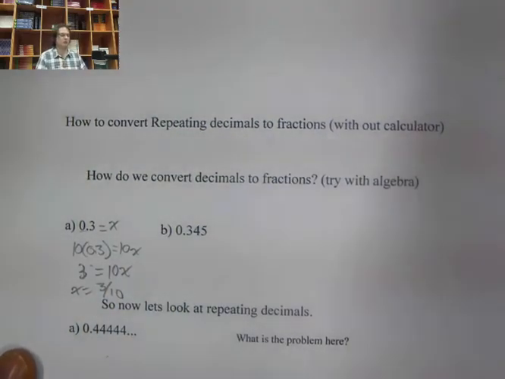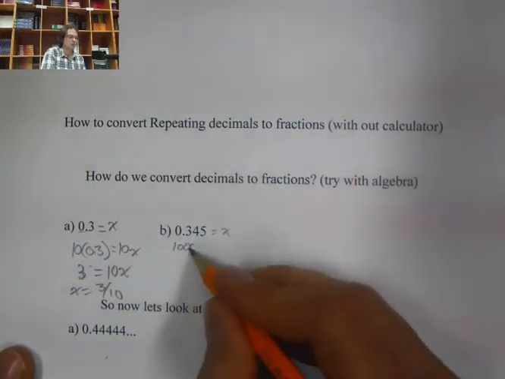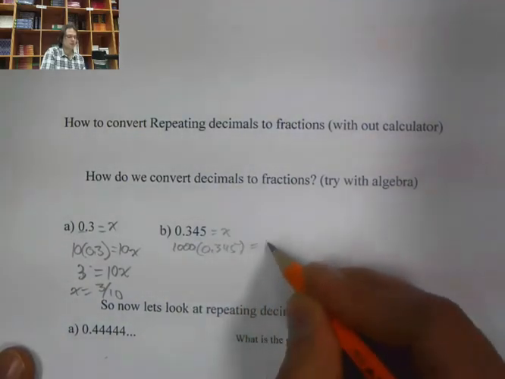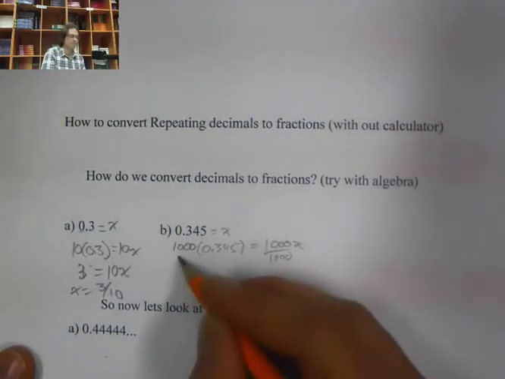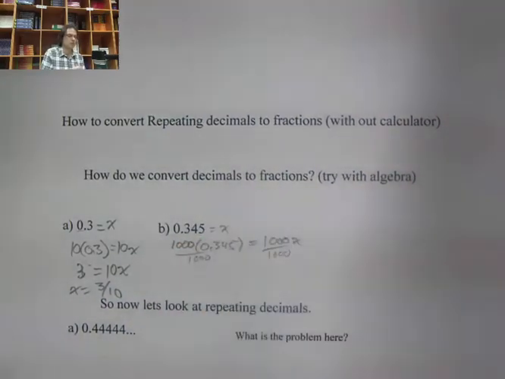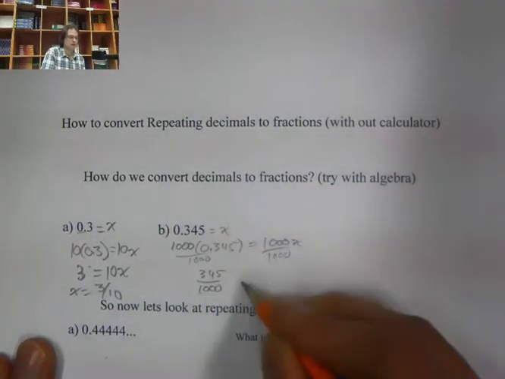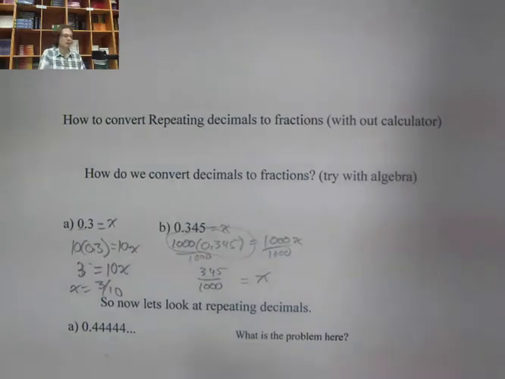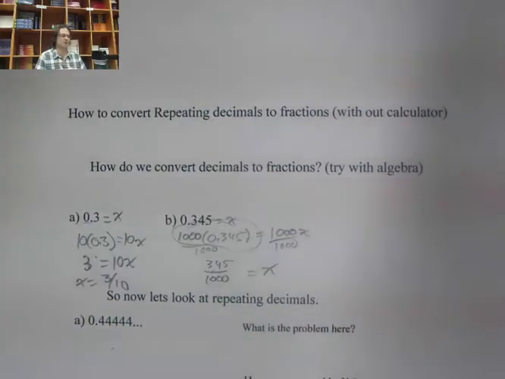There's a reason why I'm doing it this long way. This one here, make it equal to x. Multiply by 1,000, is equal to 1,000x. Now I'm going to divide both sides by 1,000. So I'm going to get 345 divided by 1,000 is equal to x. So we got 345, we got rid of the decimal, then we divide by 1,000, and I'm going to end up getting x. So there it is in fraction form. And then we can simplify this.